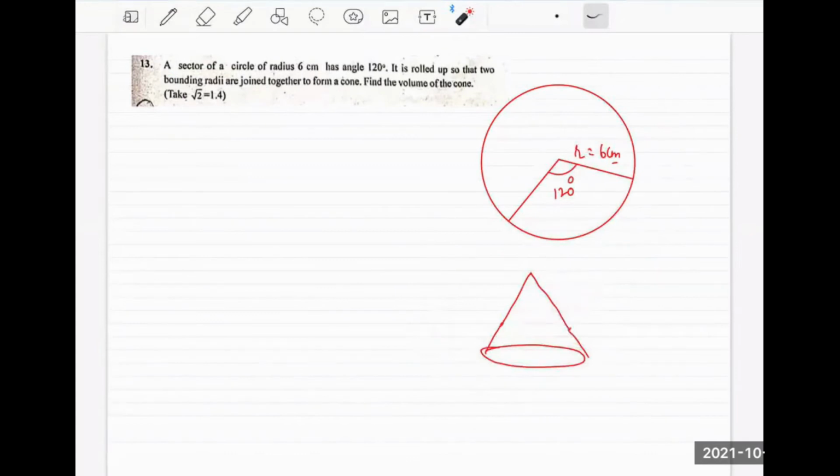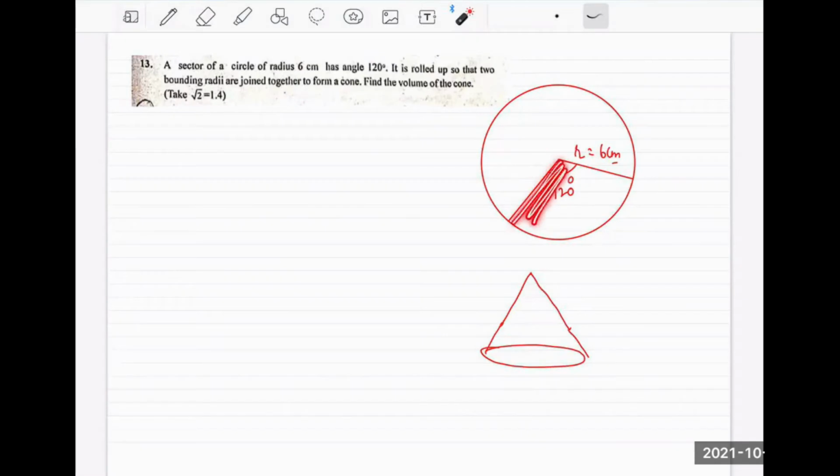The question wants us to find out the volume of the cone. What's the volume of the cone formula? Volume of the cone is 1 by 3 pi r square h. We need the radius and we need the height. We are not given any of them, right? Okay, so there are two ways that we can solve this.